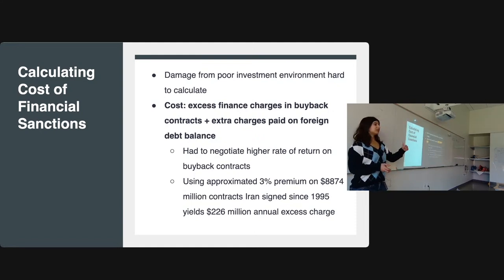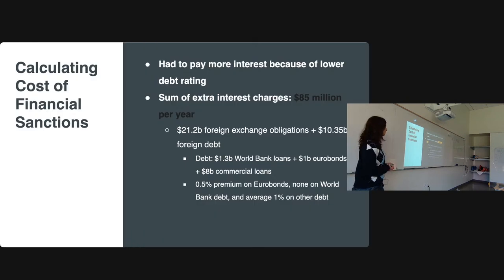Basically, in all of these international financial institutions that were on a previous slide, Iran had to pay more interest because of their lower debt rating and lower international standing. When we add up the sum of all those extra interest charges, we get $85 million per year.